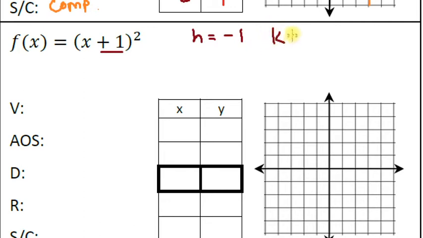Here's a little bit tricky. What's the k value? Well, there is no k value here. That means k must equal 0. And you know what? Let's just add this step right now.